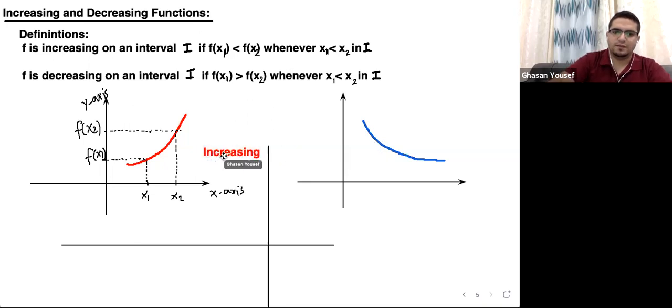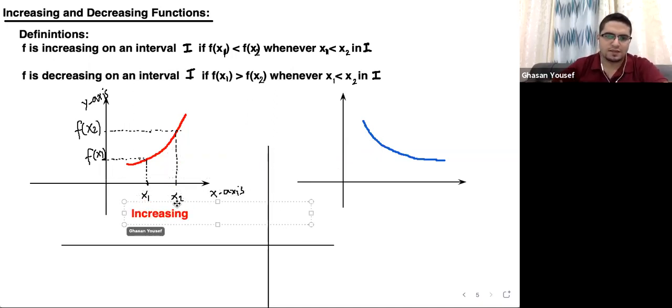Again, x2 is greater than x1, and the value for x1 is f of x1, and the value of x2 is f of x2. The f of x2 is greater than f of x1, so increasing. Now for the second function, the same idea. Here, increasing function.